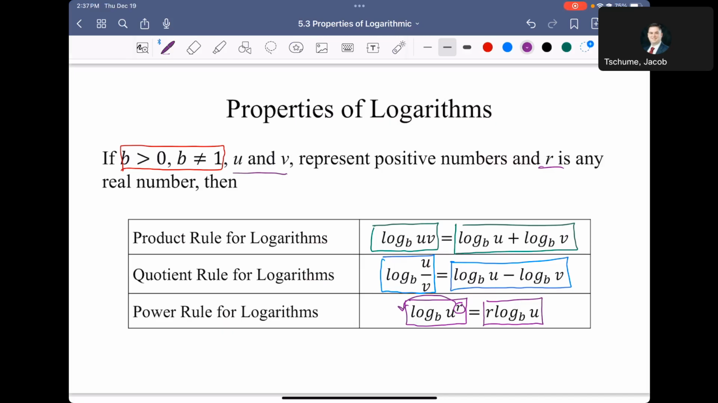There's at least another one or two properties later on in this video, but for the majority of this video, these are the three properties that we're going to focus on.